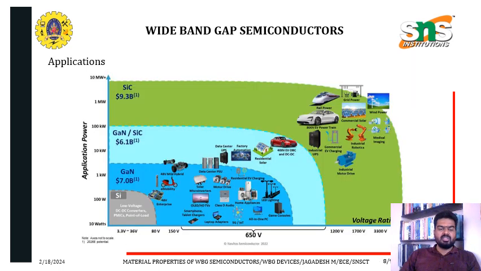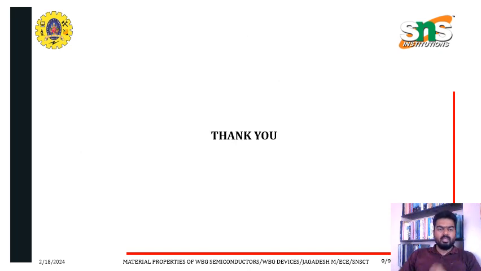The applications are given over here based on the electron volt and the application power. The various applications are listed here: low voltage DC to DC converter, PMIC, and point of load. From that, various applications are listed in this graphical representation. Thank you.